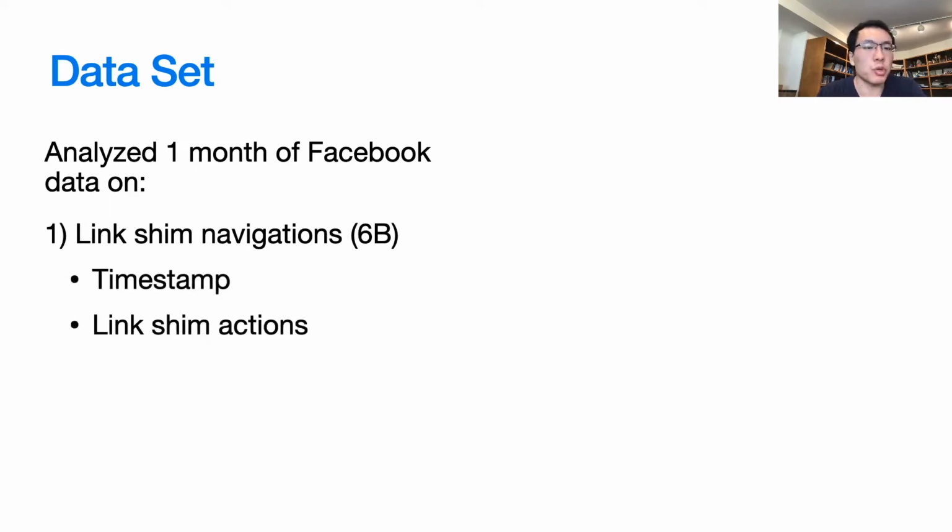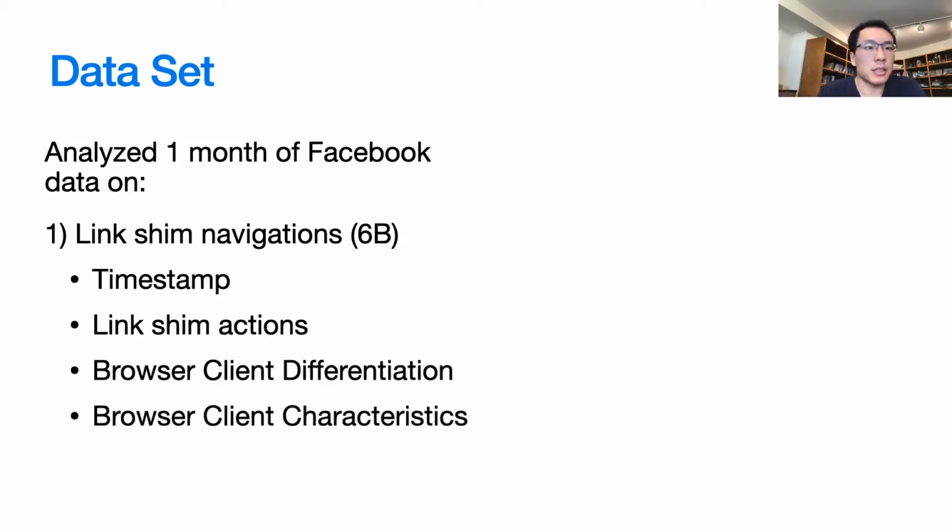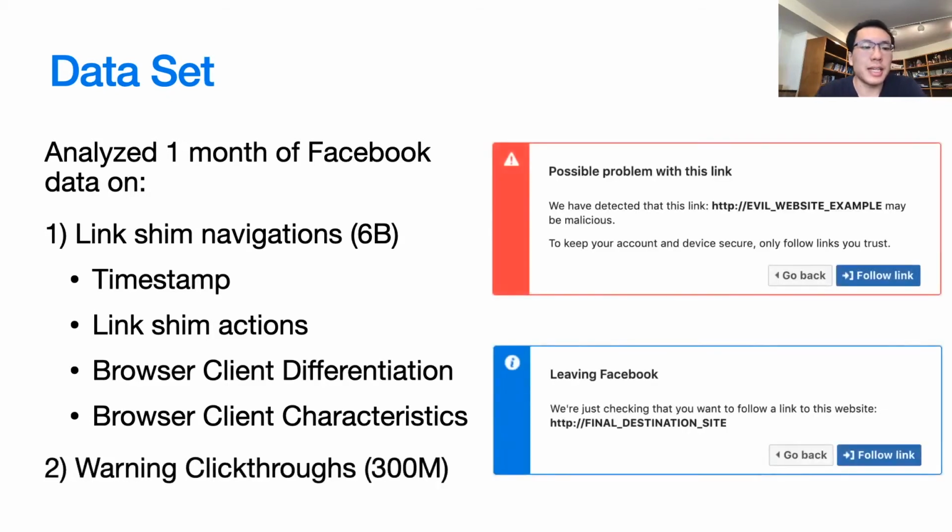were happening, such as whether a warning page was being displayed. We could differentiate between individual browser clients as well as understand their characteristics from the user agent, such as what was the browser software or version used. We also studied how users engaged with the link shim warnings and whether they clicked through to the destination or not. So on the right here, I'm showing 2 of the warnings that we looked at in this study.